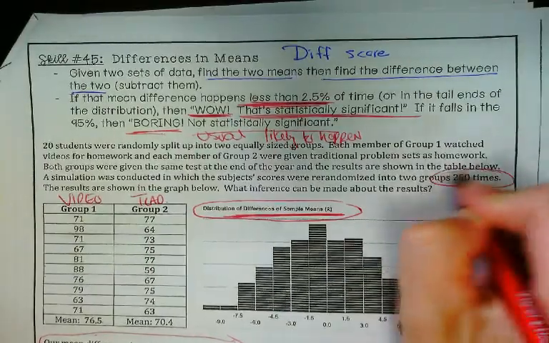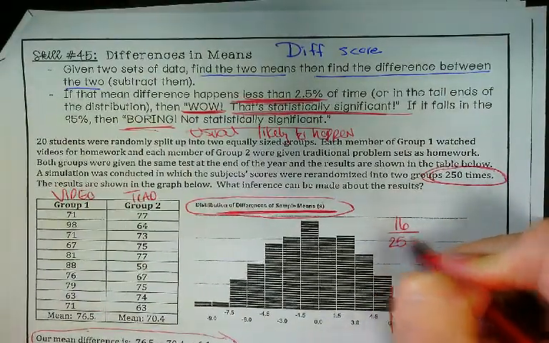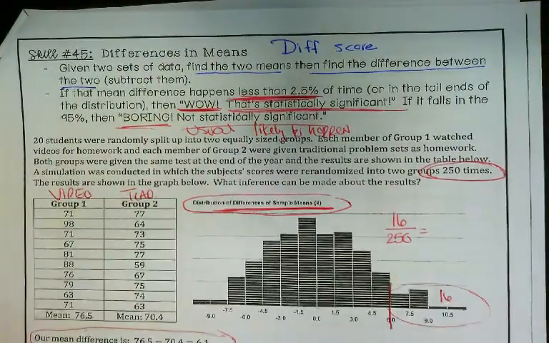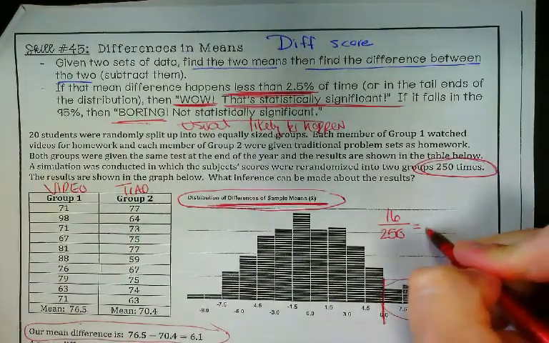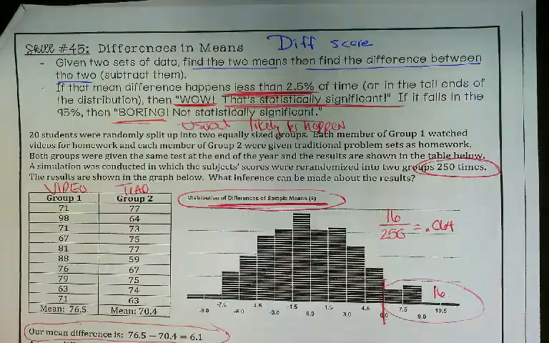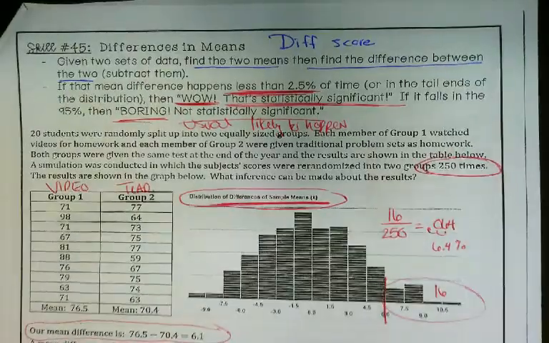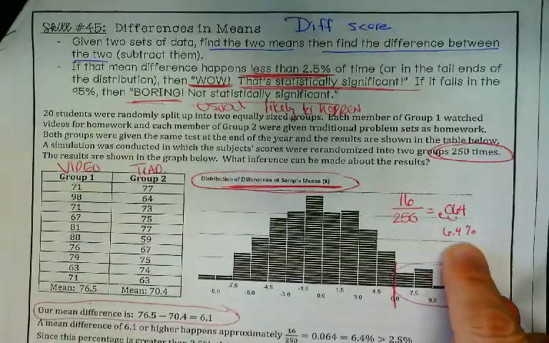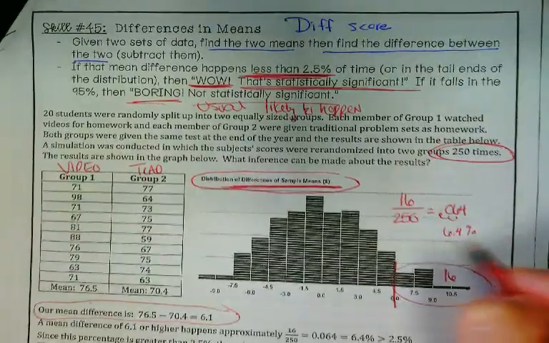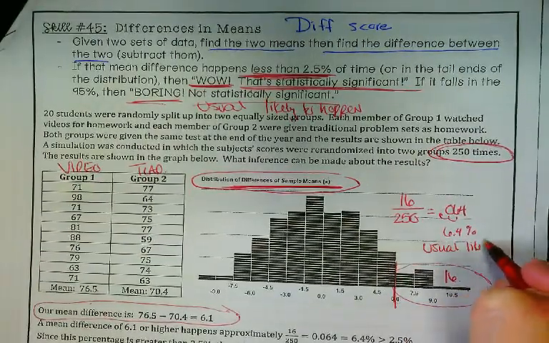Okay, and this simulation was run 250 times, so you're going to take 16 and divide it by the 250 times, and I think that's 0.064. Now that's just a decimal, and I want to compare it to 2.5%, so if I move that decimal over twice, that's 6.4%. So is that statistically significant? No. So again, this would be usual. This is likely to happen. Boring.